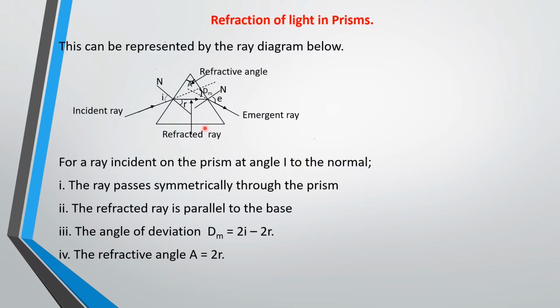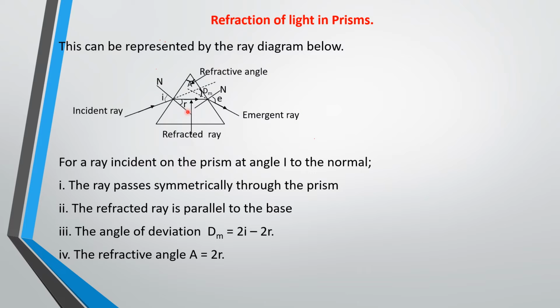For a triangular glass prism, the refractive angle is equal to 60 degrees, because all the angles are equal and it is normally an equilateral triangle. So the angle here is 60 degrees. This is just an introduction to refraction of light in prisms. What is more important is how to find the minimum deviation when a ray of light passes through a glass prism. So these are the equations that we want to derive.